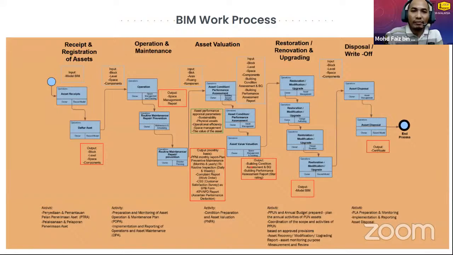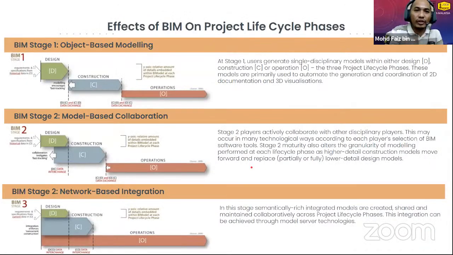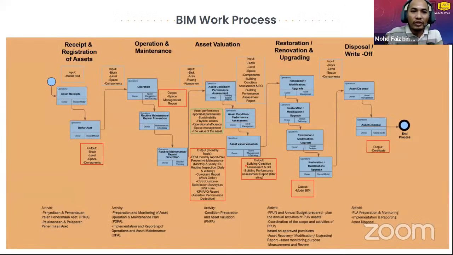Okay, next one. Also the work process. This one only shows the asset life cycle, but you do not cover the project life cycle from the planning. You don't have anything starting from the planning. I think if you read the BEP for the post contract, everything is already there. You can put that one also.